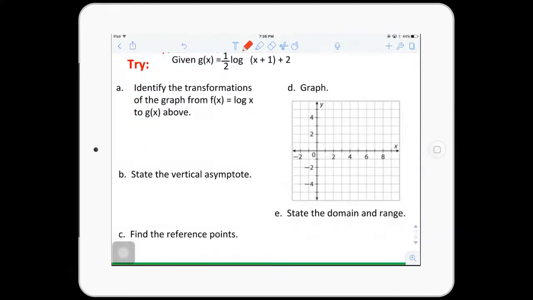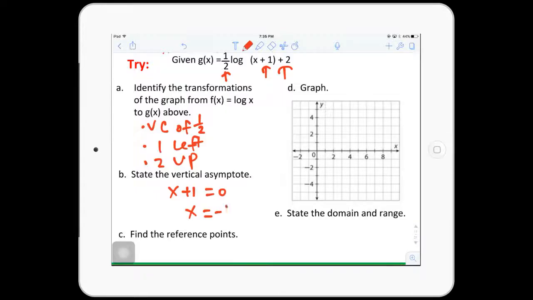And here's another try it. Again, pause the video and make sure that you have tried the problem before you look at the answer. And here is the solution. So based on the equation here, we have a vertical compression factor of 1/2, and then we're going 1 unit to the left. And going 2 units up. So those are the transformations. And the vertical asymptote is going to be x plus 1 greater than, actually we can set it equal to 0 to solve it. So x equals -1 is going to be our vertical asymptote.